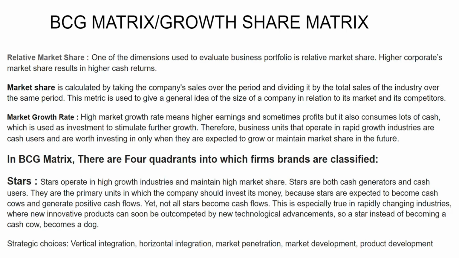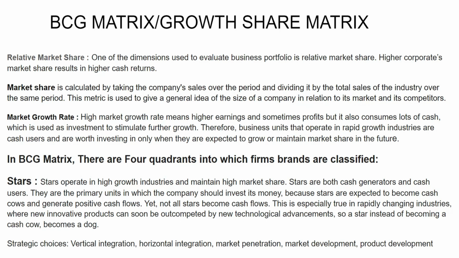There are 4 quadrants into which firms' brands are classified. The first one is the stars. Stars operate in high growth industries and maintain high market share. Stars are both cash generators and cash users, because as I have mentioned, to maintain the high growth in the market, we need to continuously invest in the product and the service to make them up to the mark for the customer. So they are the primary units in which the company should invest its money, because stars are expected to become cash cows and generate positive cash flows.